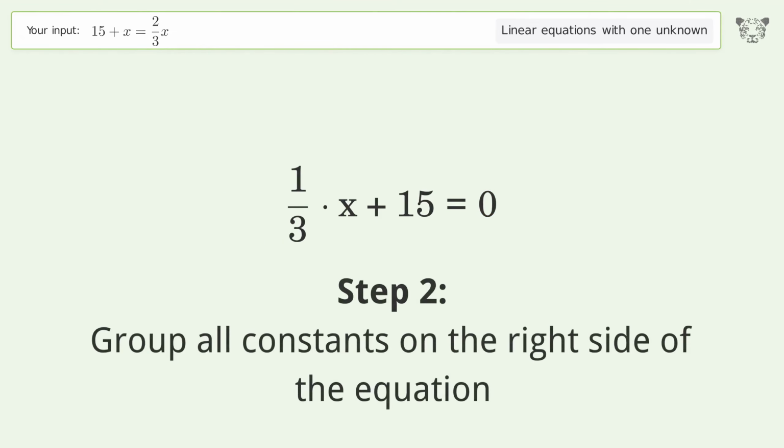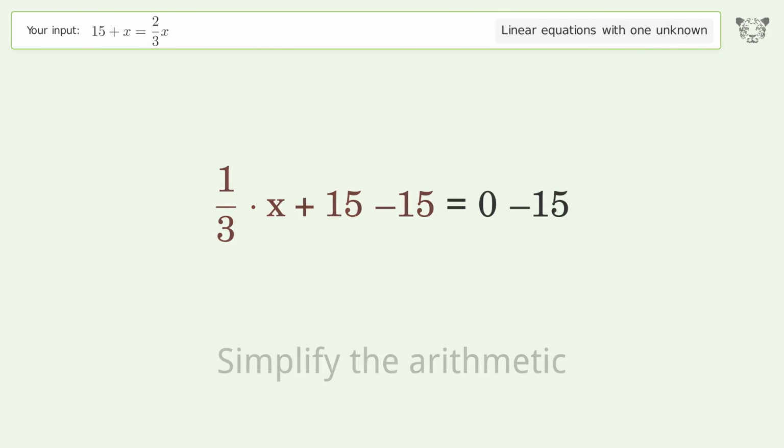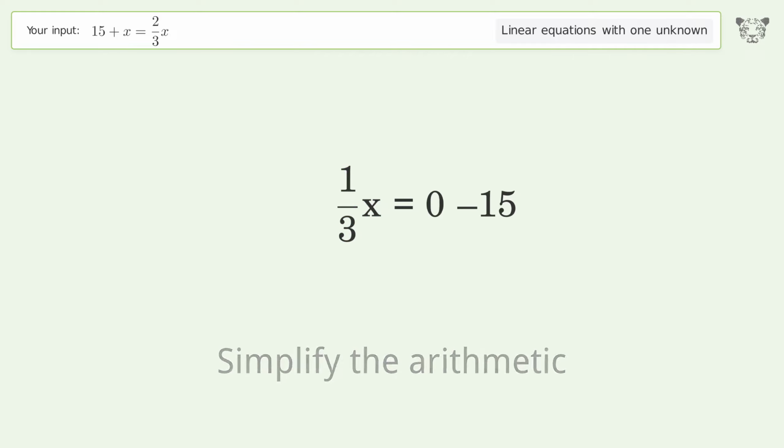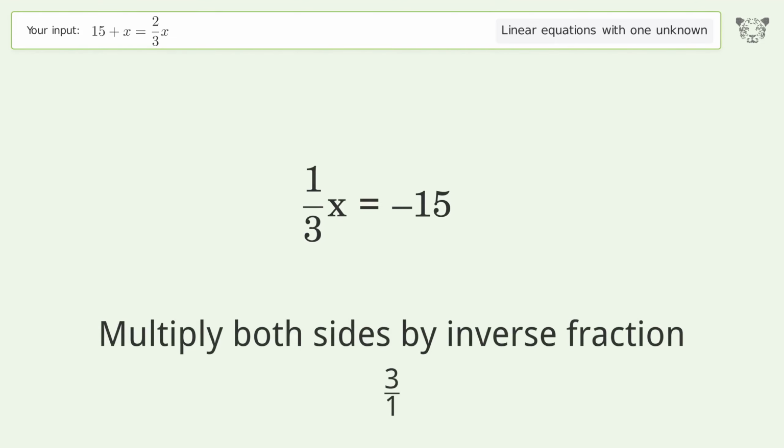Group all constants on the right side of the equation. Subtract 15 from both sides. Simplify the arithmetic. Isolate the x. Multiply both sides by inverse fraction 3/1.